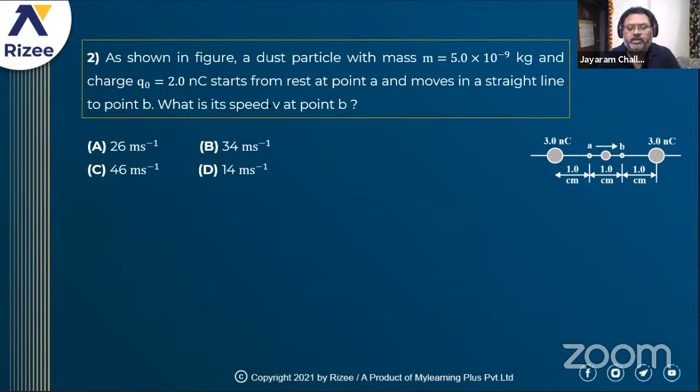Next, coming to the other question here. As shown in the figure, there is a dust particle of mass m, and the charge possessed by it is 2 nanocoulombs, starting from rest, in the sense initial velocity u is 0, at the point A. It is moving in a straight line from A to B. He is asking what will be the speed when it reaches this particular point. In moving so, there is no external force. That is the main important thing.